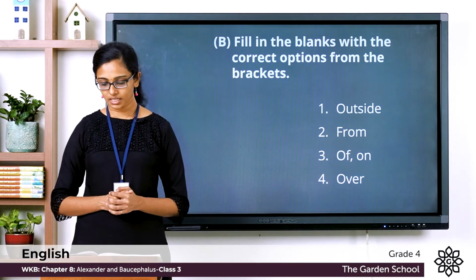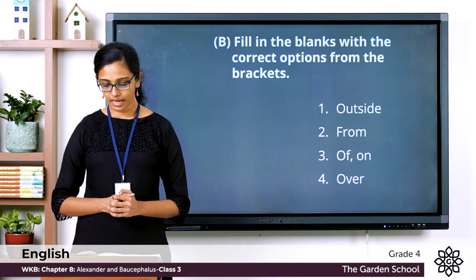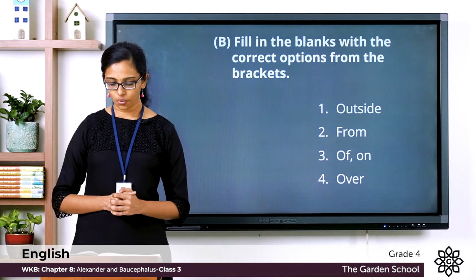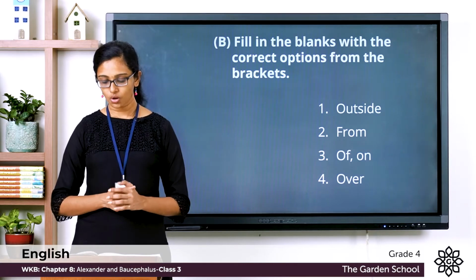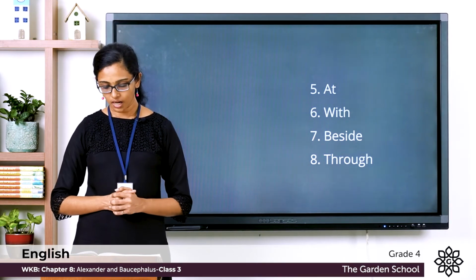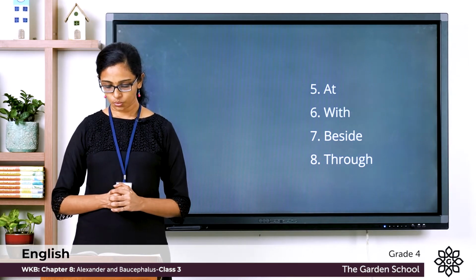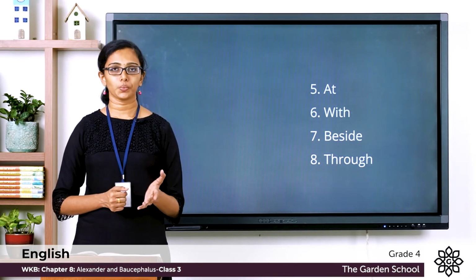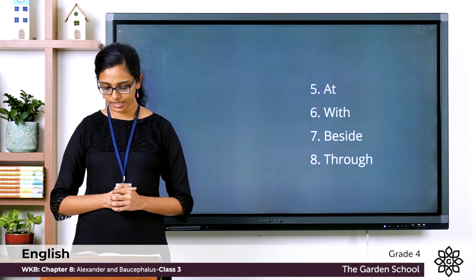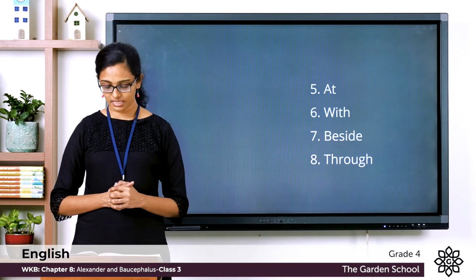Now the next one, these chocolates are from Belgium. Third one, there were lots of pictures on the walls. The fourth one, we have to go over the mountains to reach our camp. The fifth one, I bought these dishes at the supermarket. Sixth one, we cut the cake with a knife. The child is sitting beside his mother. Eighth one, the road goes through the town.